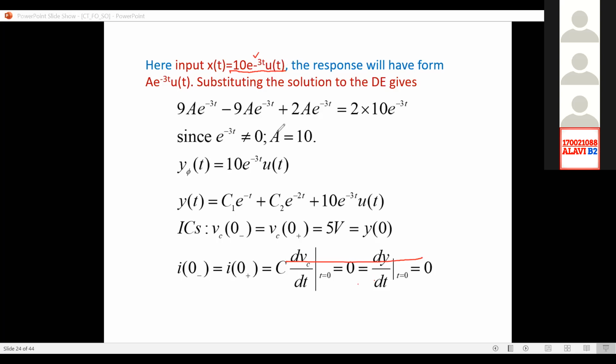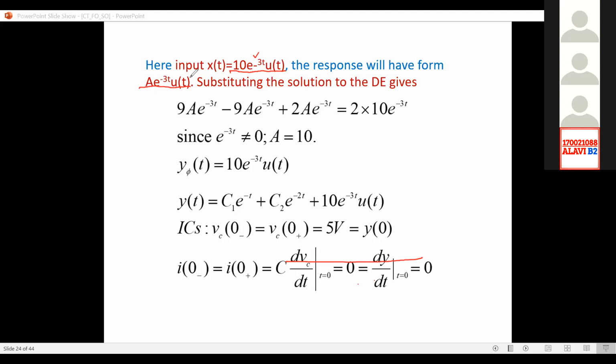In this case, this will not occur, because we have two characteristic roots, one is -1 and another is -2. Here the input is e to the power -3t, so they are distinct. Now, according to our method of undetermined coefficients, the forced response will have the same form. That means it will also be exponential of this form, but it will contain a constant coefficient. Our solution will be a e to the power -3t u(t).